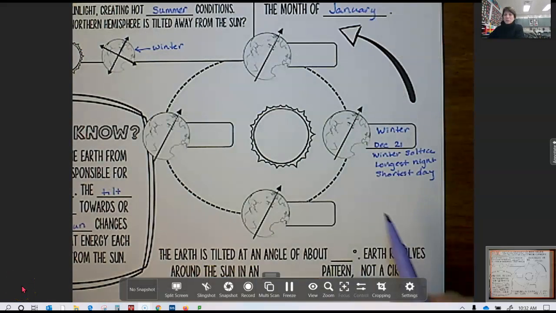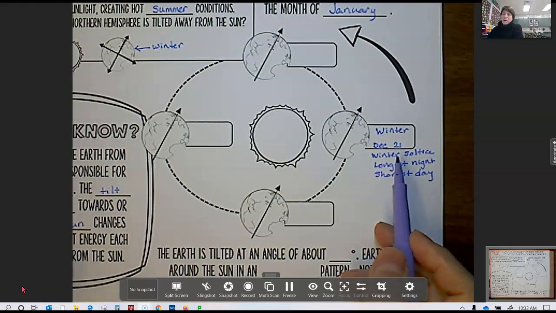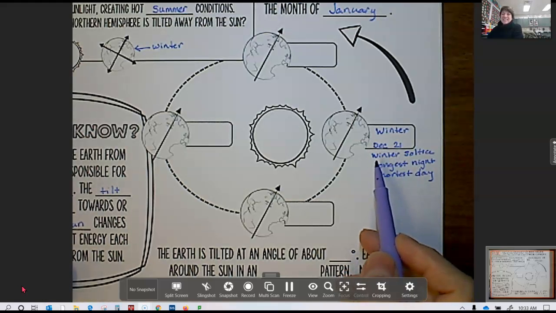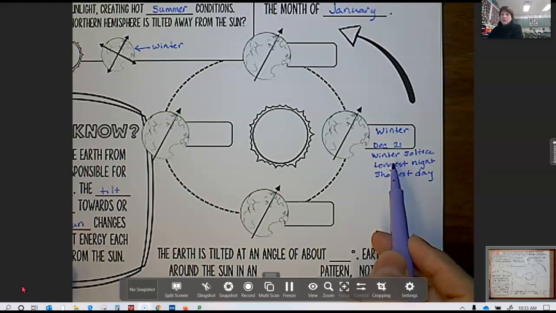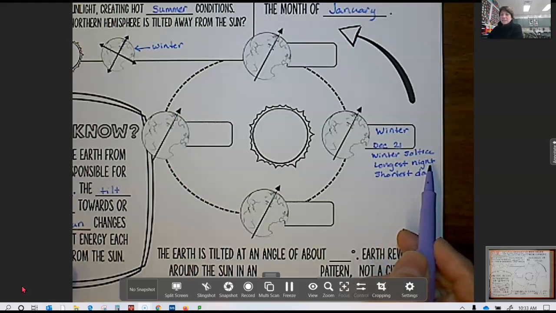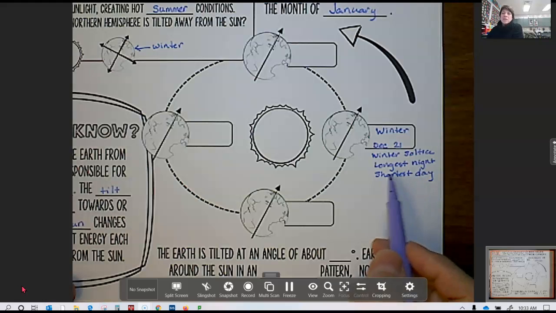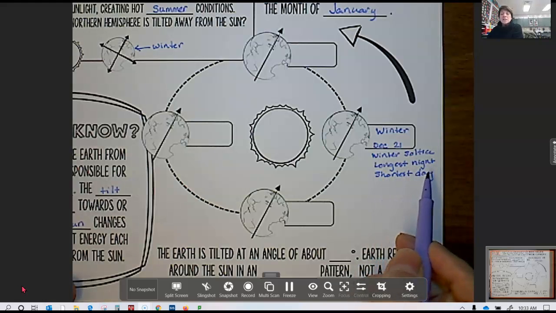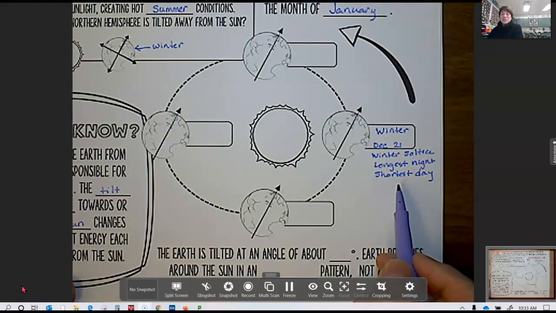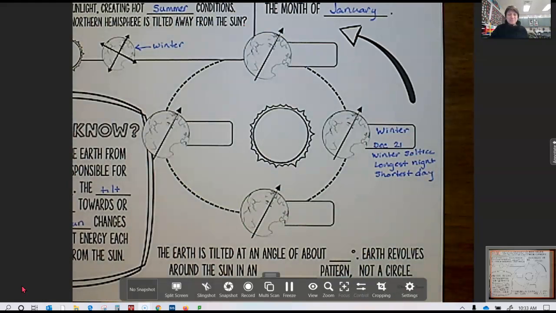All right, so let's start here with winter. Winter begins on or about December 21st, and that day is called the winter solstice, W-I-N-T-E-R S-O-L-S-T-I-C-E. On the winter solstice, we have the longest night, in other words, the most hours of nighttime, and the shortest day. After that, it reverses. We start getting longer days and shorter nights. But up until this point, we're getting longer nighttime hours and shorter daytime hours. And on the winter solstice, we have the longest night and the shortest day.